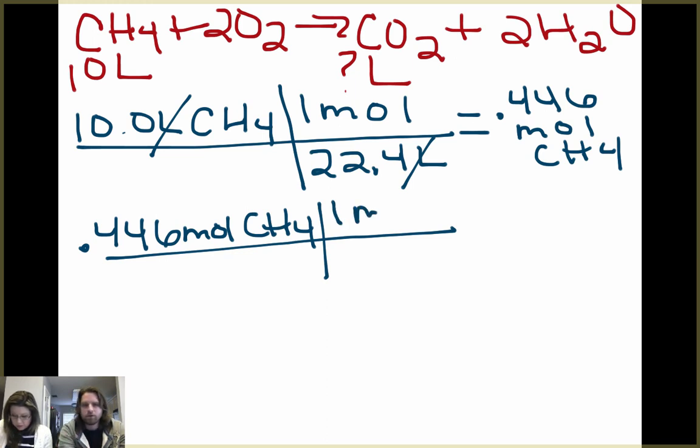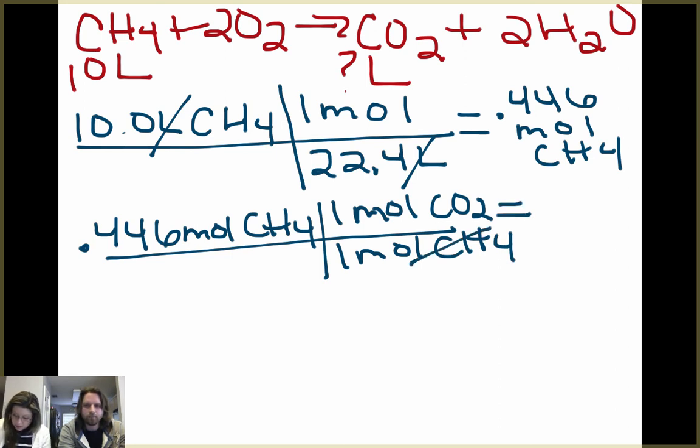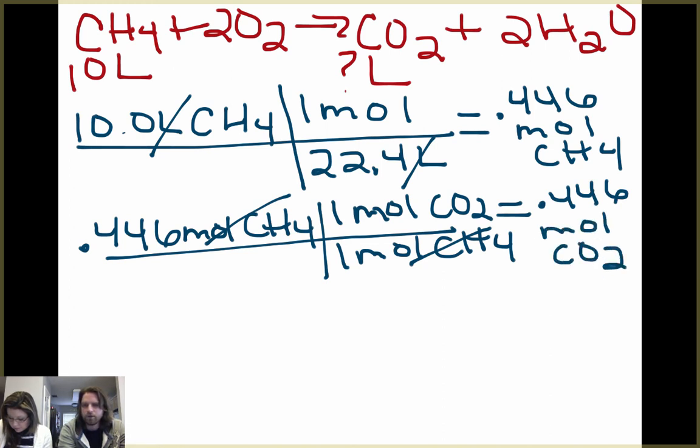Which is 1 mole of CO2 to every 1 mole of methane. Made it quite easy for you guys this first run through. But make sure you still set this up even if it's 1 to 1, because again, my moles of CH4 cancel, converting to moles of CO2. And it actually would just be 0.446 again. It's a 1-to-1 ratio, so for 0.446 moles of methane, you're going to get 0.446 moles of CO2.